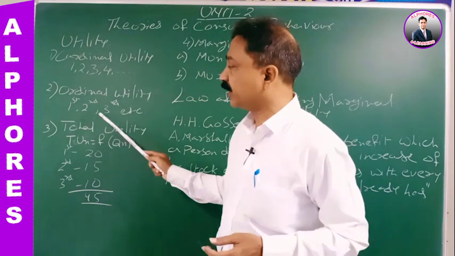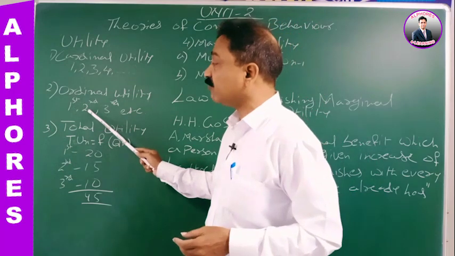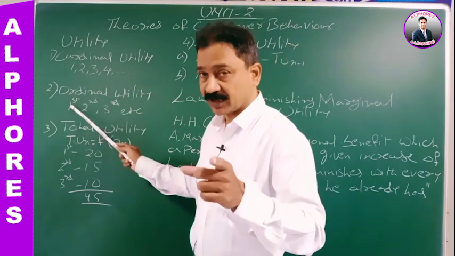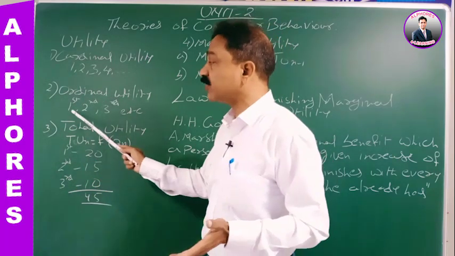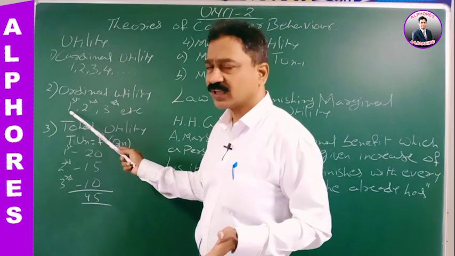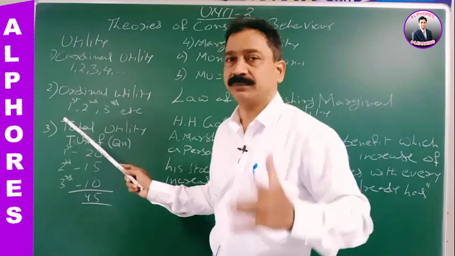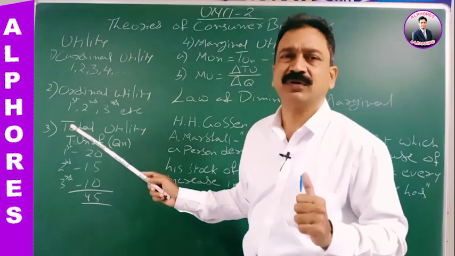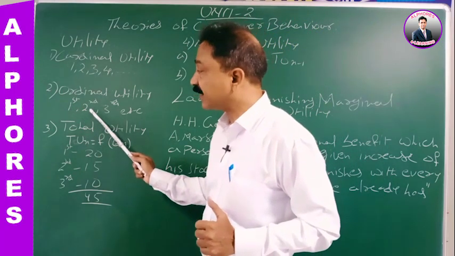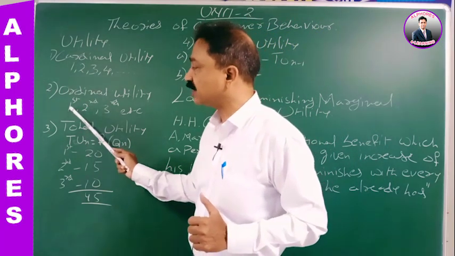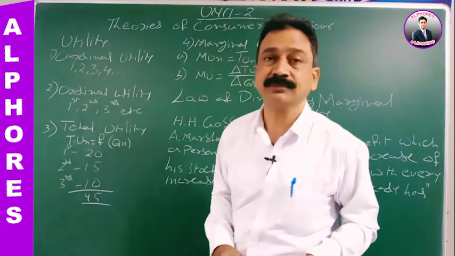In ordinal utility you can compare, but you cannot exactly measure. See, the second one is bigger than the first, that is comparison, but you cannot say exactly how much bigger. The first one is smaller than the second one, you can say this, but not exactly how much smaller or how much bigger. Here it is possible that the second one is greater than the first one, or the second one is smaller than the first one.